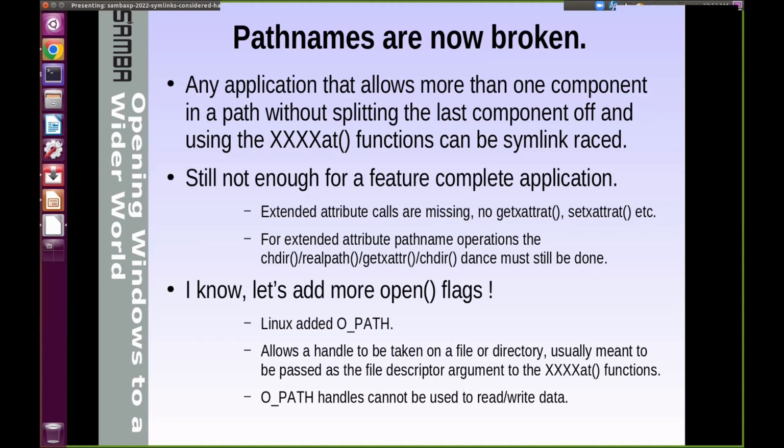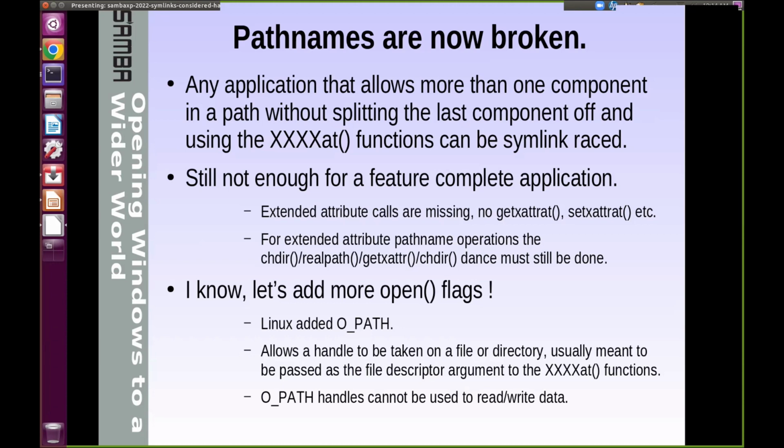So, okay, I know, let's add another flag. So Linux added O_PATH, leaving all the commercial Unixes scrambling to catch up. So O_PATH is an interesting call. You can do an openat with O_PATH because it allows you to take a handle on a file or directory that you can do nothing with except pass as a file descriptor to the XXXat style functions. So it means that you can't read or write any data, but they're very convenient.